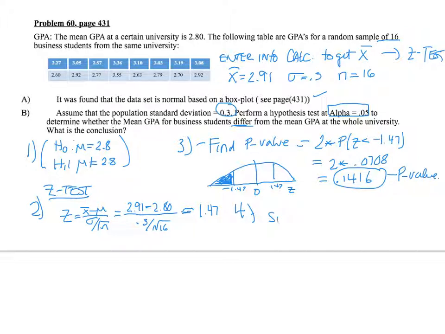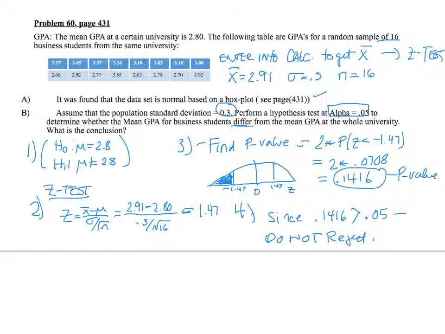Step 4 is since 0.1416 is greater than 0.05, we do not reject, right? And so our conclusion is there's not enough evidence to conclude that the GPA for business students are any different than at the university level.